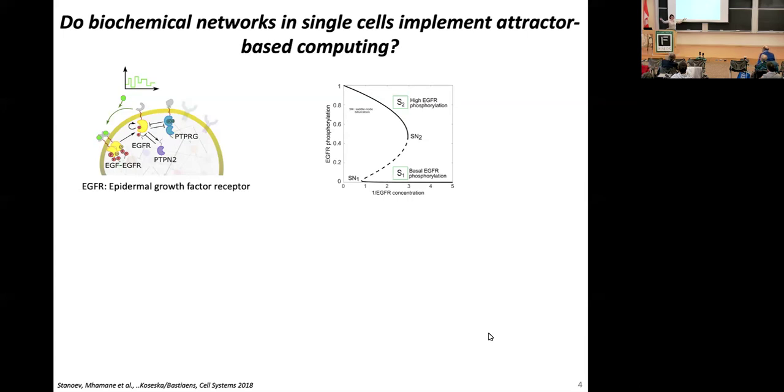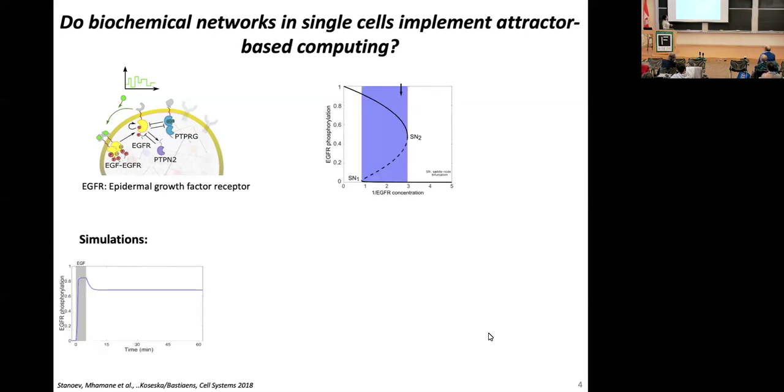If we think into this landscape, it will be a landscape with two wells. One well is the basal activity, the other well is the high activity state. So what would it mean if cells have EGFR concentration that corresponds to this bistable organization? Then it's very simple to predict with the simulation that if you give it even just a single pulse of a growth factor, the system will switch from the basal to the high activity state. You remove the pulse, the system stays in this state because it's a stable attractor.